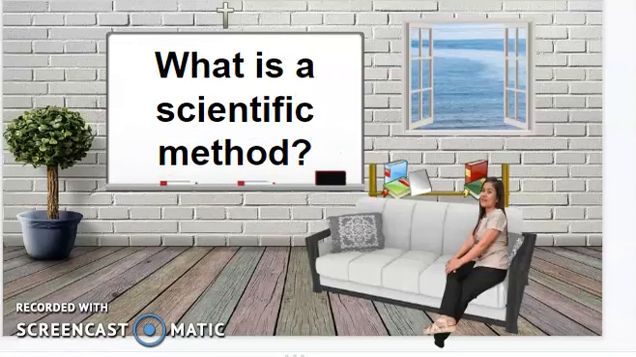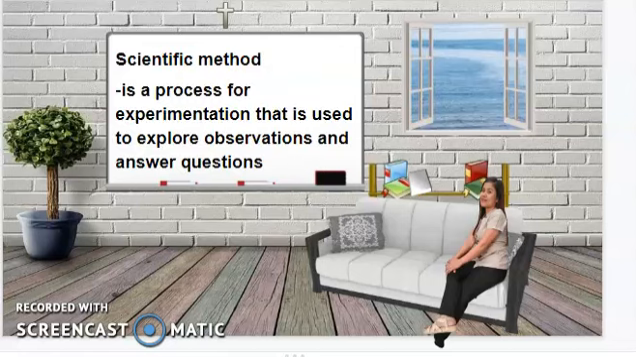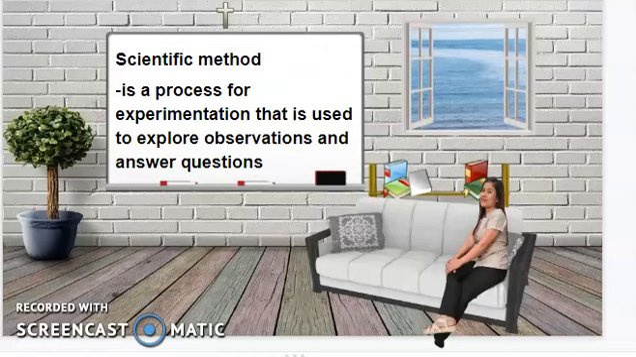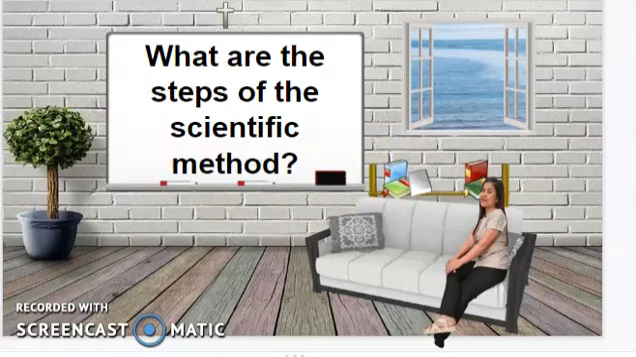So what is a scientific method? So scientific method is a process for experimentation that is used to explore observations and answer questions. So in the definition, it says it's a process, so it involves steps then.